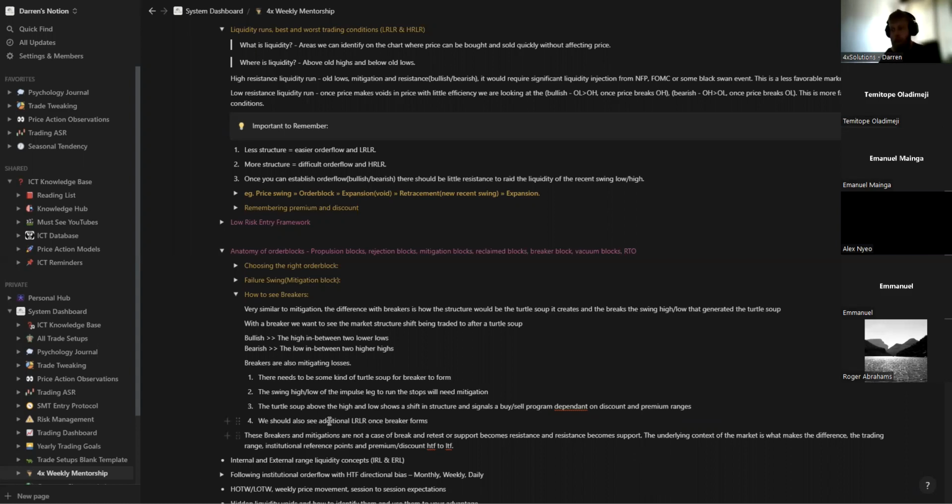We should also see additional low resistance liquidity runs once that breaker is formed, because then they've come from a premium, they've grabbed the liquidity, and now it should just run out all of those liquidity points.